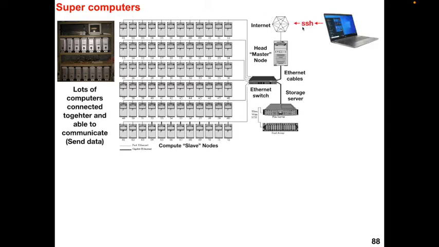You'll typically do what's called SSH, which is a command on the command line, and you can get inside this head node from outside, and then that gives you access to the entire cluster. And these are called compute nodes, or sometimes called slave nodes. And these are like the workers.